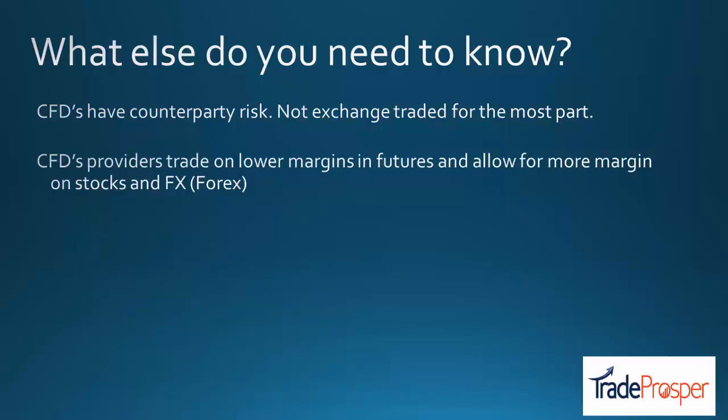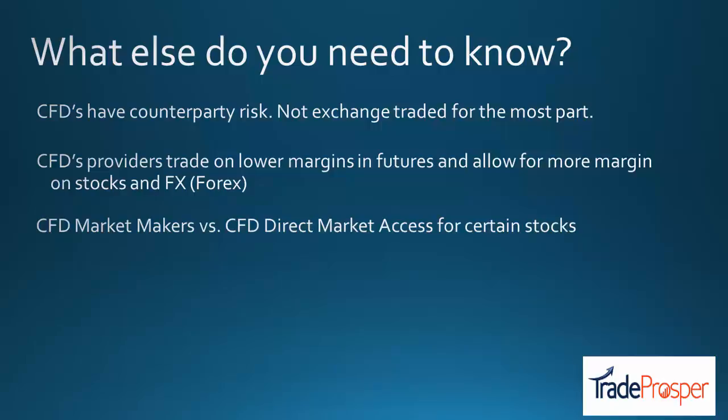CFD providers trade on lower margins in futures and allow for more margin on stocks and FX. We mentioned this before. Margin on CFDs is really low. Some CFD providers provide 200, even 400 to 1 margin on foreign exchange. In comparison, in the United States, margin on FX is capped at 50 to 1. What this basically means is for every $1 of margin, you can control up to $400 of foreign exchange currency on a CFD. In the US, it's again 50 to 1.